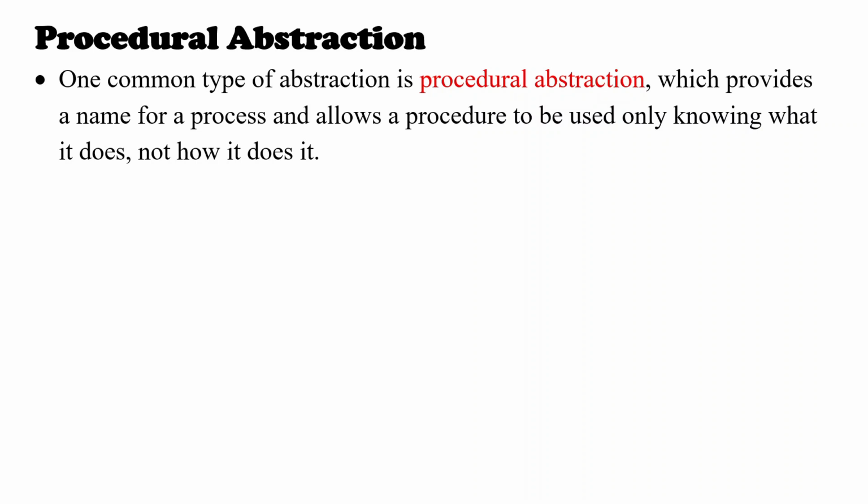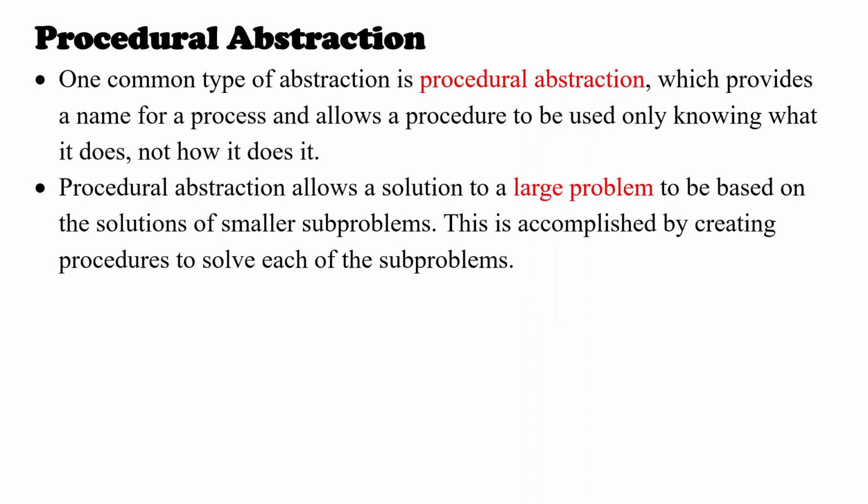It's a name for a process that allows a procedure to be used only knowing what it does, not necessarily how it does it. And we saw this before in another lesson with random, when we were talking about the random procedure and how we called on random. We actually don't know how it generates a random number. We just know that it does, and that we're able to use it because we know it's going to give us a random number, but we don't know how it does it. And that's the beauty with procedures.